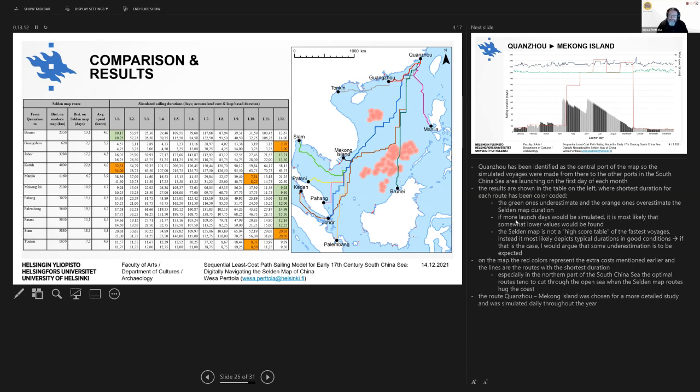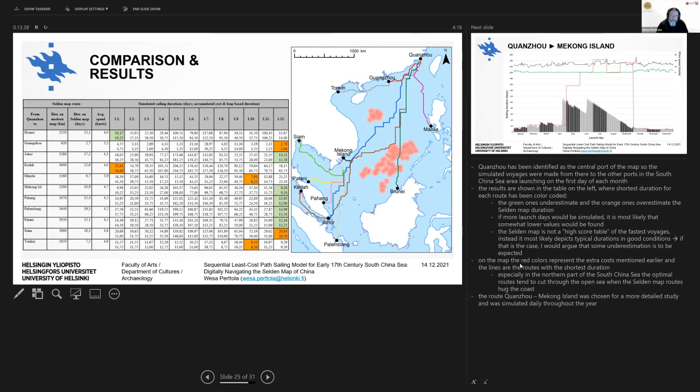If more launch days would be simulated, it is most likely that somewhat lower values would be found. The Selden map is not a high score table of the fastest voyages. That would not make sense. Instead, it most likely depicts typical durations in good conditions. If that is the case, I would argue that some underestimation is to be expected.